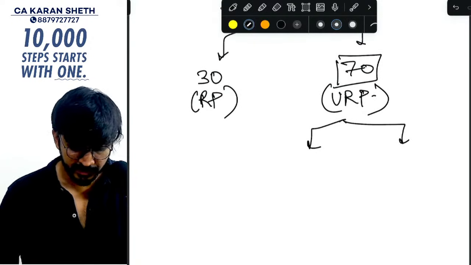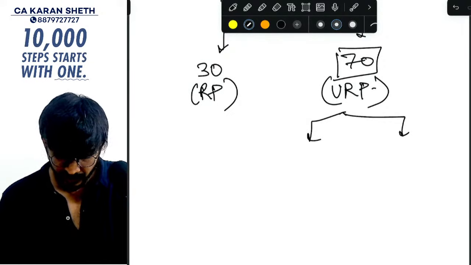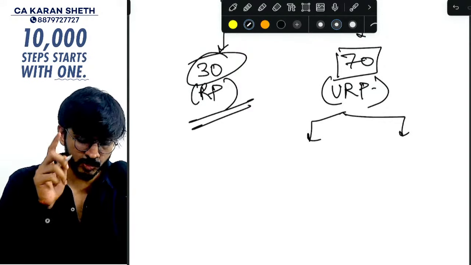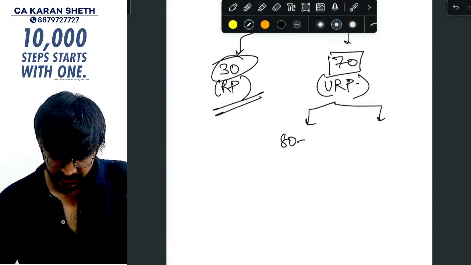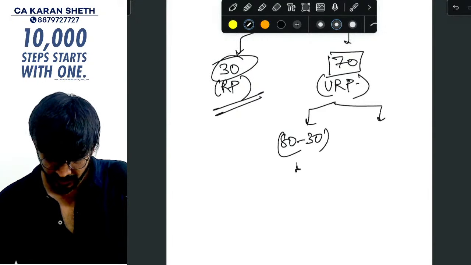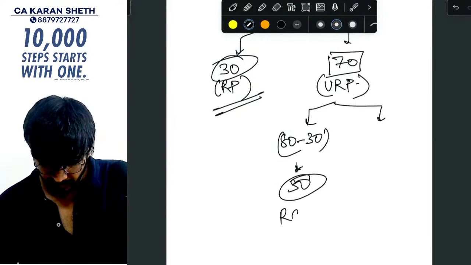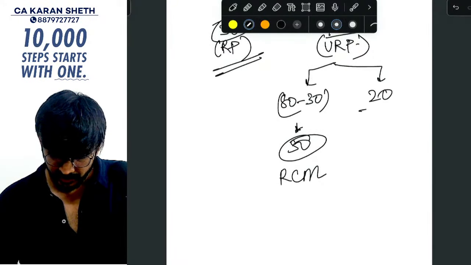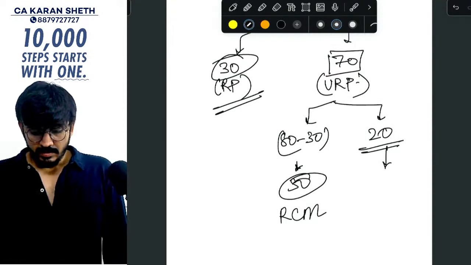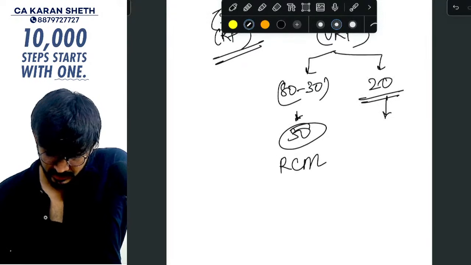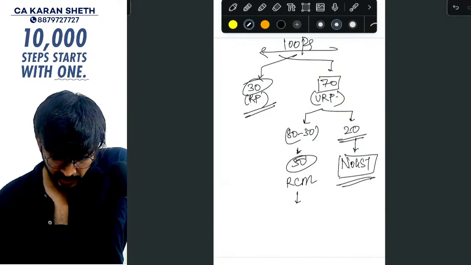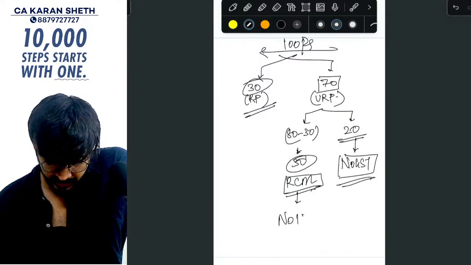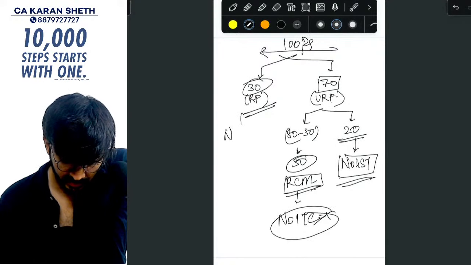We will bifurcate it, absolutely correct. And that will be simple. I should have purchased 80 here, but I have purchased only 30. So how much has happened? Very simple. 80 minus 30, 50 RCM. And here 20, absolutely no GST. Nothing doing. Got it? And here, though you are paying it as per RCM, there is absolutely no ITC. Here, no ITC here.